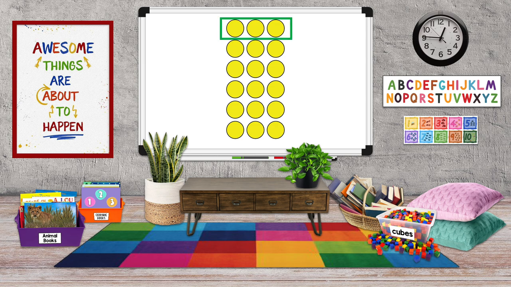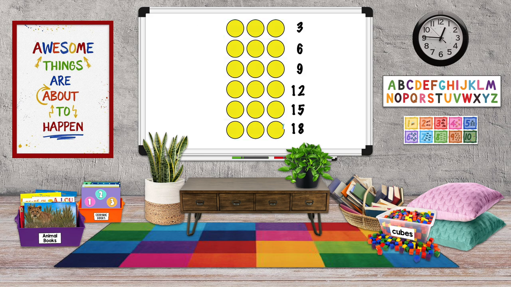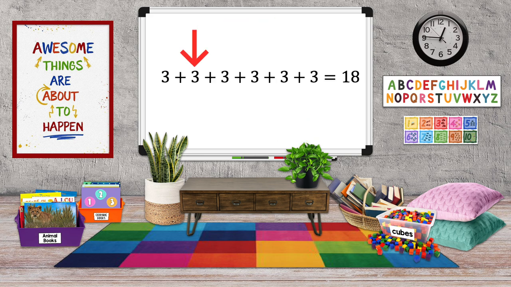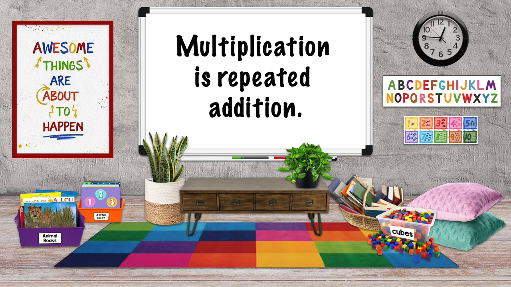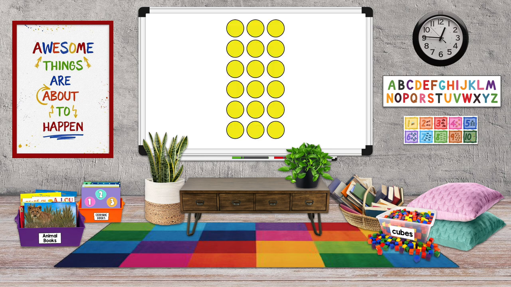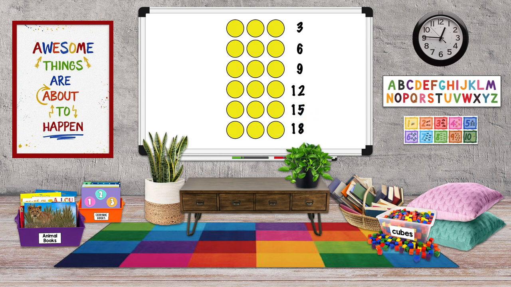If we have 3 in a group and 6 groups, we have 18 total. We could say 3 plus 3 plus 3 plus 3 plus 3 plus 3 equals 18. Or we could say 3 times 6 equals 18. Multiplication is repeated addition, and an array shows us what that looks like and how to solve for a product.